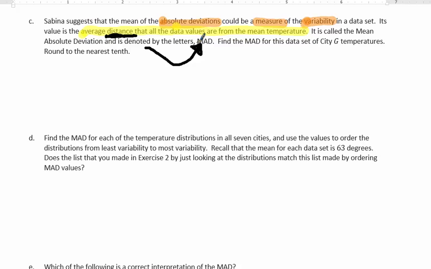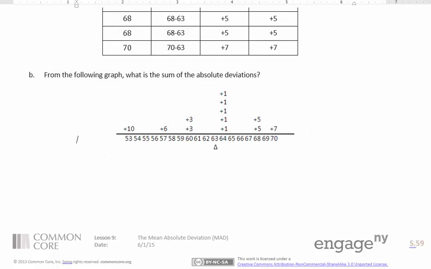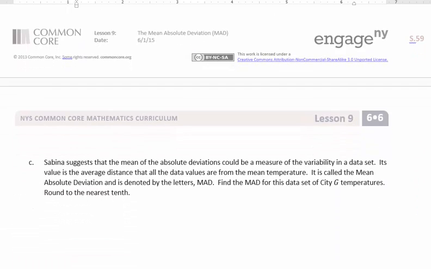Find the MAD for this data set of city G temperatures. Round to the nearest tenth. Okay, so remember from right up here, my previous problem, what did this sum equal? Well, my sum equaled 44. So that's what it's going to equal, 44. But then what do I have to do?